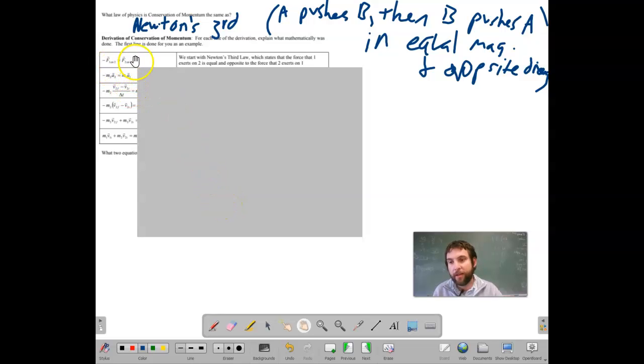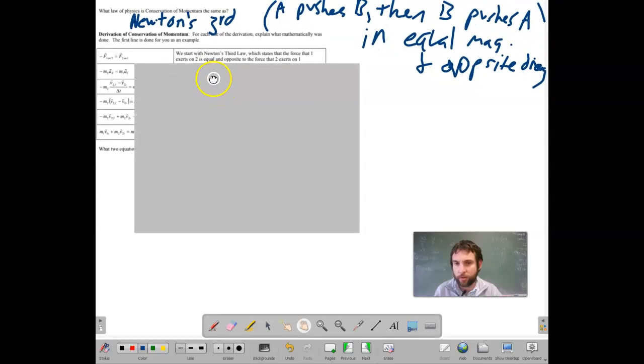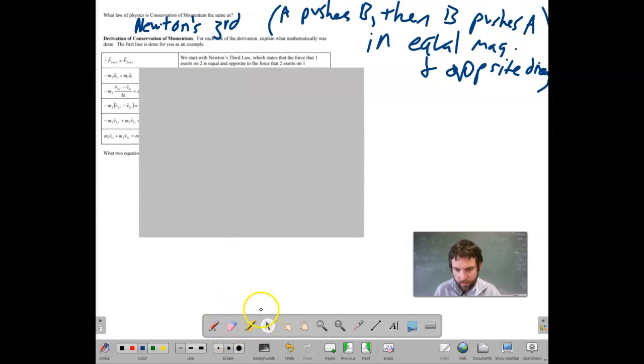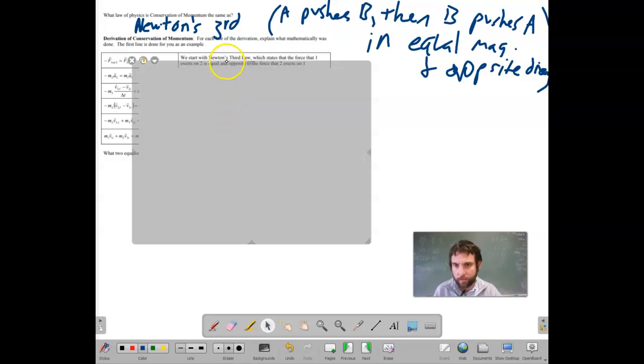We know if B exerts a force on object A, then A exerts a force on object B in an equal magnitude and opposite direction. So negative F1 on 2 equals F2 on 1. That's the same thing as Newton's third law. Just what we have right there. So we start with Newton's third law, which states that force 1 on 2 is equal and opposite to that of 2 on 1.